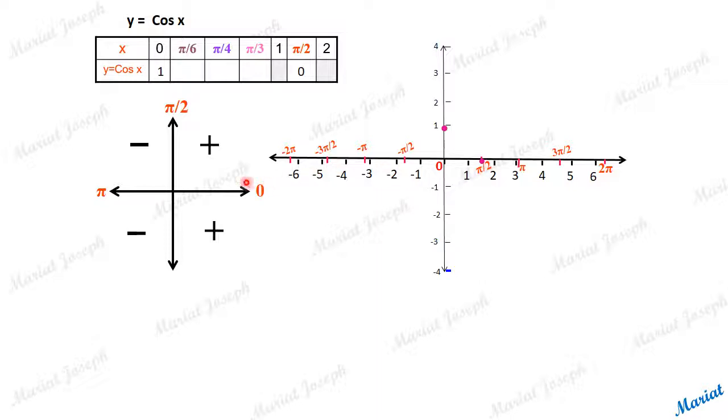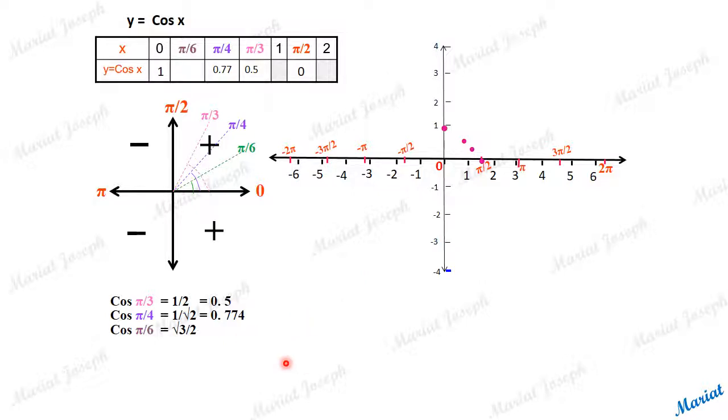Now, let's go for the three angles which we are familiar with: pi by 6, pi by 4 and pi by 3. Each of their values we are considering. Cos pi by 3 is half, which is 0.5. So little less than pi by 2, the y coordinate will be 0.5. Here we mark. Then for the smaller angle, pi by 4 has the y value 0.7, 1 by root 2. And cos pi by 6 is root 3 by 2, which is equivalent to 0.866. That will be plotted here.